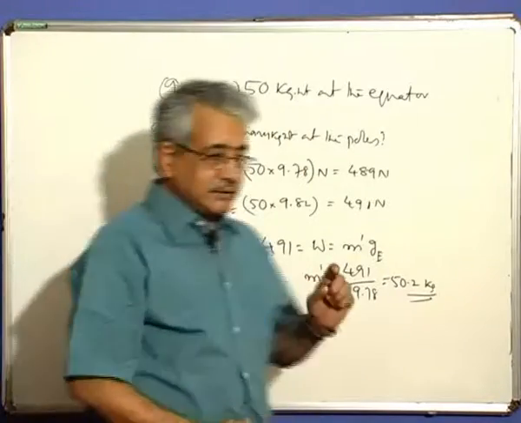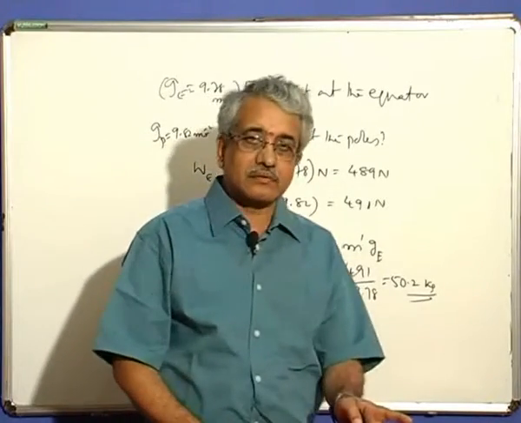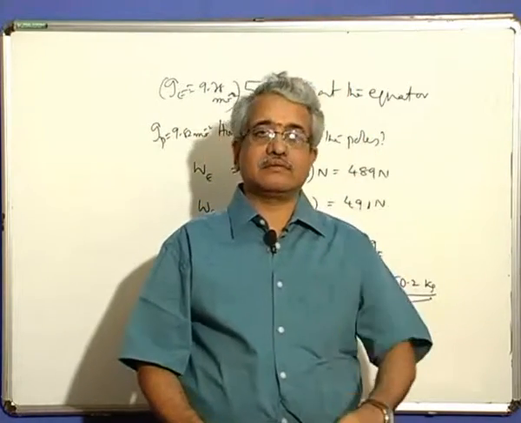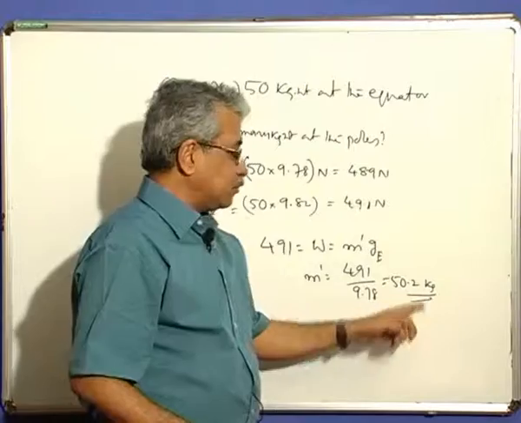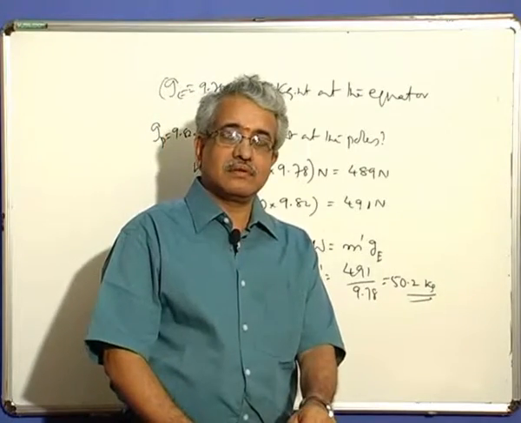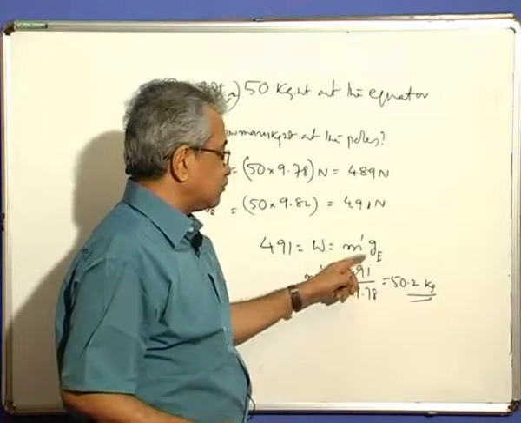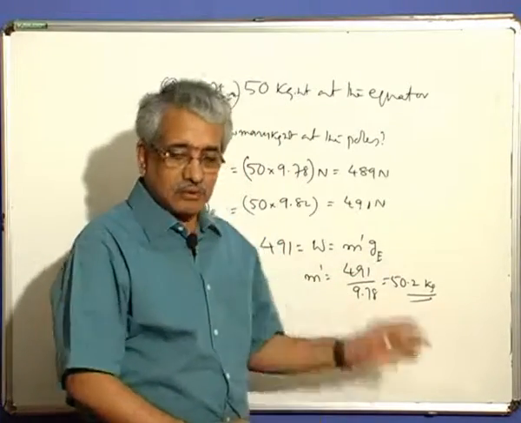So if you stand at the equator, you are showing a 50 kg reading. If you take it to the poles, your reading will be different. It will show 50.2 kg there. That does not mean your mass has increased. The calibration has changed depending on the value of G. That's what you must understand there.